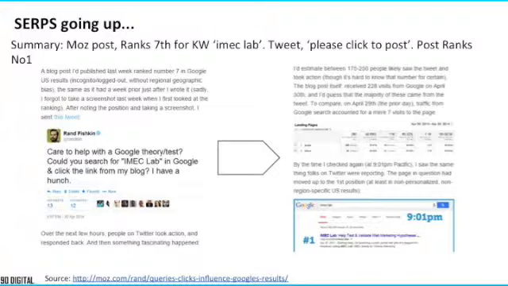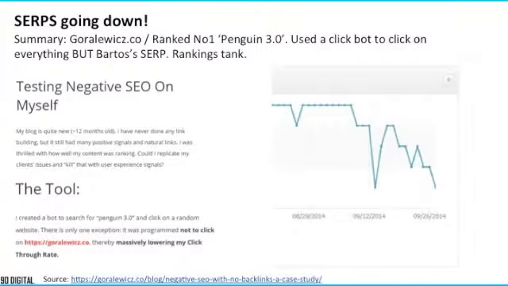Okay, now what if it was the other way around? Okay, this is great because this is a really solid hypothesis being proved. So this guy, Gorlitz, he had a page ranking for keyword Penguin 3.0. Some of you may know the guy. Very cool guy, actually. And he built ClickBot, and that's right, he built a ClickBot. What he did was he instructed the ClickBot to click on everything but his own search result. And guess what happened? His rankings tanked. So that's quite compelling as an argument.